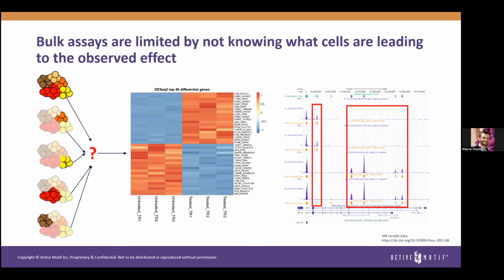So bulk assays are really great for getting us initial analysis. There's been a lot of really great science that's used them, but there is a limitation, especially when we're working with very heterogeneous samples, samples that have a lot of variability. We can never be 100% confident on what is actually responding to whatever our biological effect is.